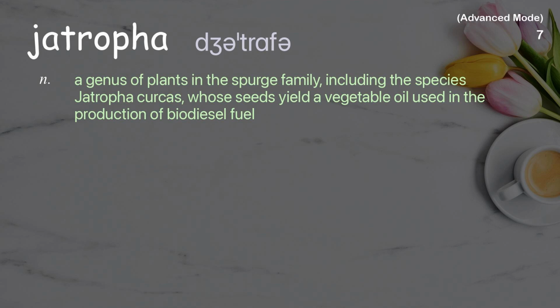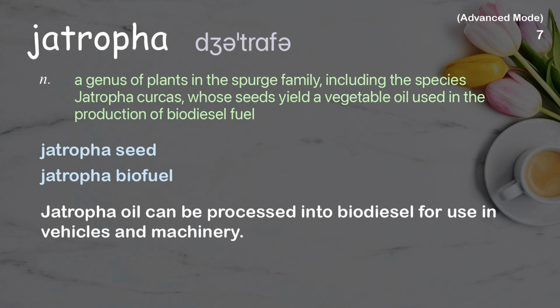Jatropha. A genus of plants in the spurge family, including the species Jatropha curcas, whose seeds yield a vegetable oil used in the production of biodiesel fuel. Examples: Jatropha seed, Jatropha biofuel. Jatropha oil can be processed into biodiesel for use in vehicles and machinery.